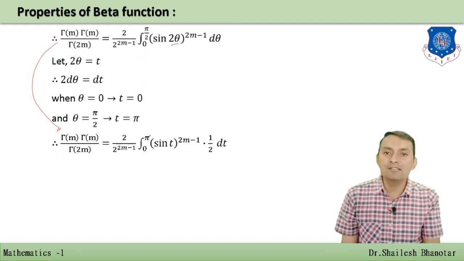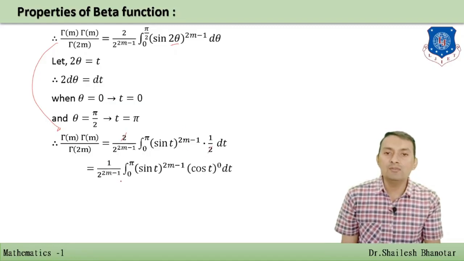So the integration from 0 to pi of sin t raised to 2m minus 1, and d theta is nothing but dt by 2. When you simplify, the 2 will cancel out, so what you will get is 1 divided by 2 raised to 2m minus 1, integration from 0 to pi of sin t raised to 2m minus 1 into cos t raised to power 0, because cos raised to 0 is going to be 1, so therefore 1 can be replaced by this 1.